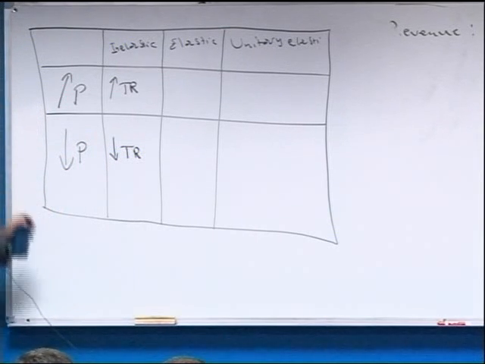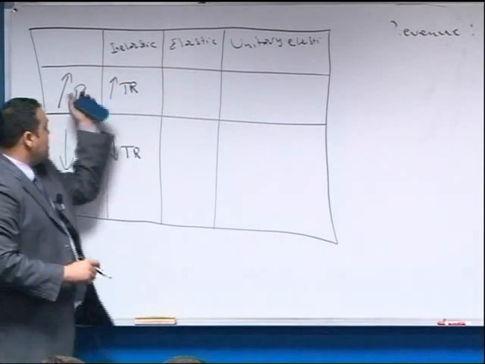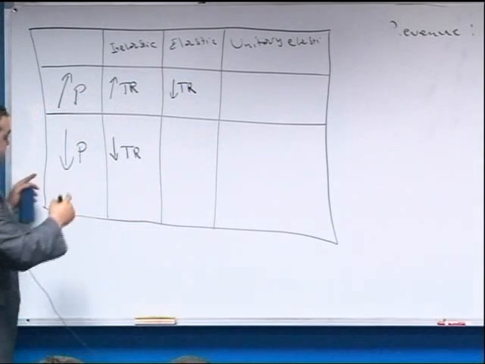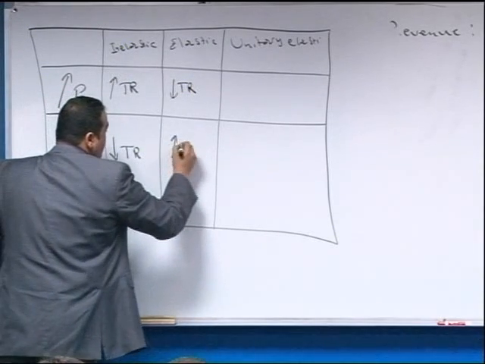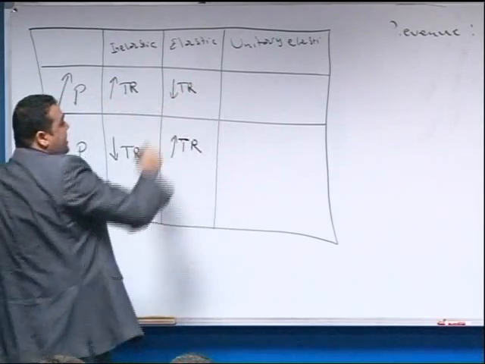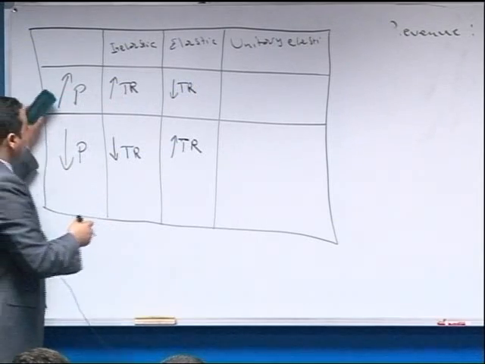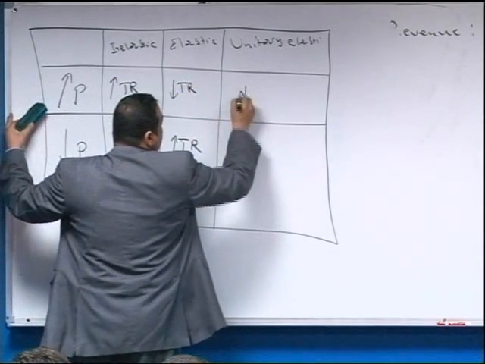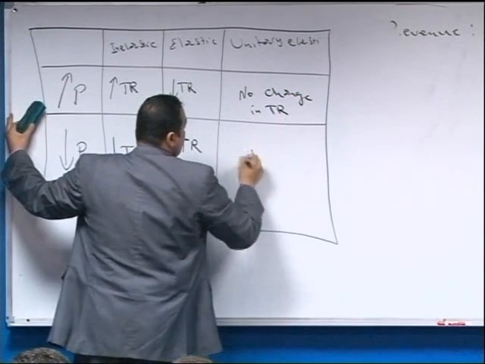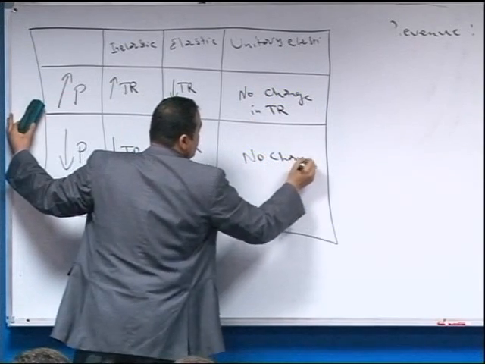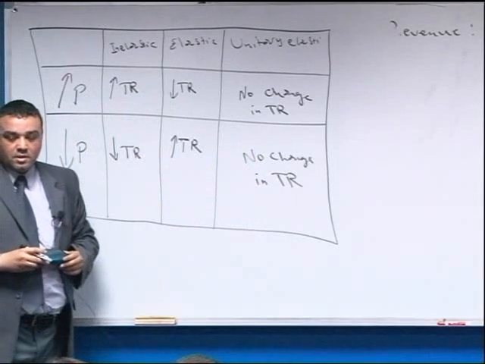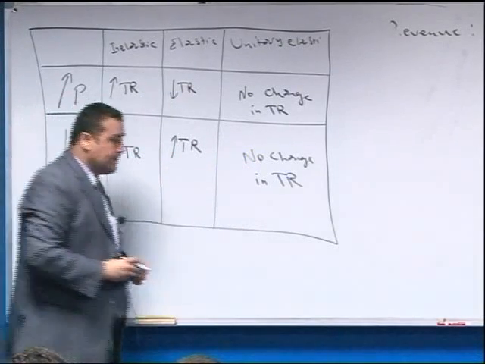If demand is elastic, increasing the prices leads to a reduction in total revenue, and vice versa. If the price declines, the total revenue would increase. And if the demand is unitary elastic, increasing the prices, there is no change in total revenue. Right? Okay.